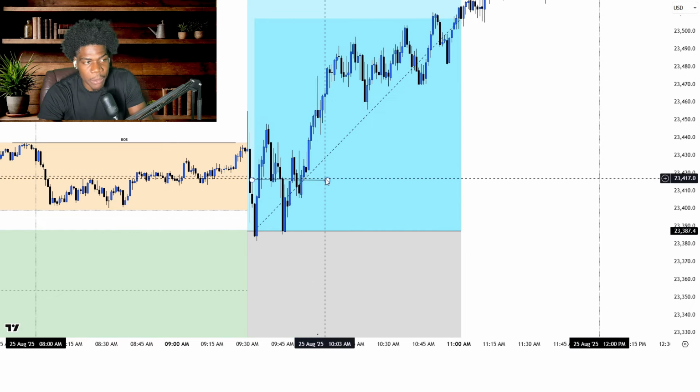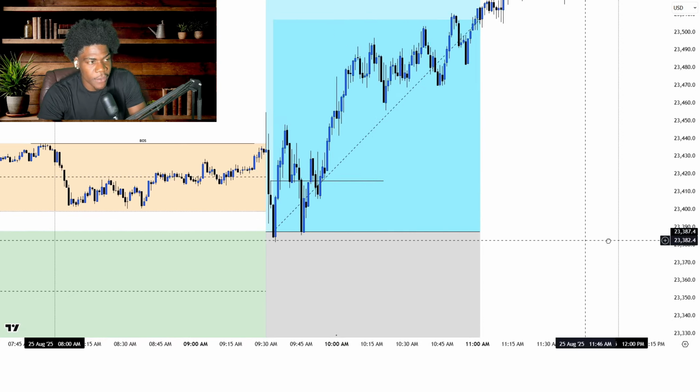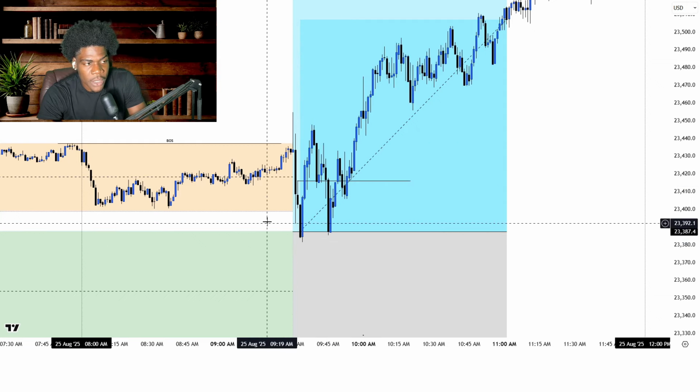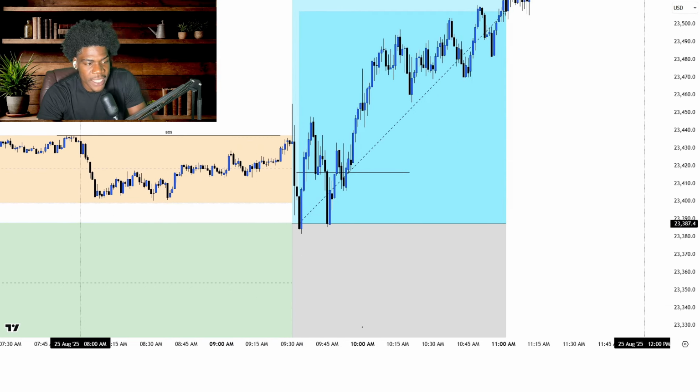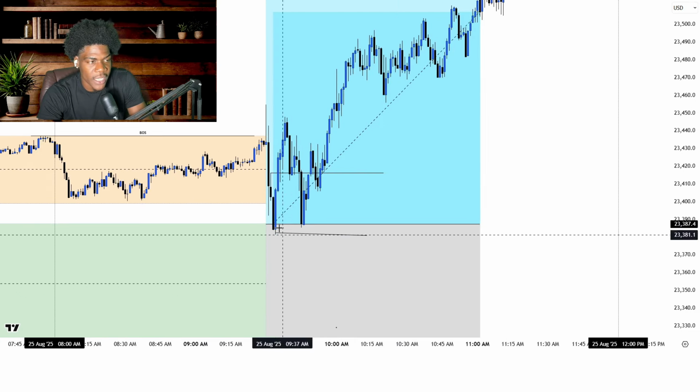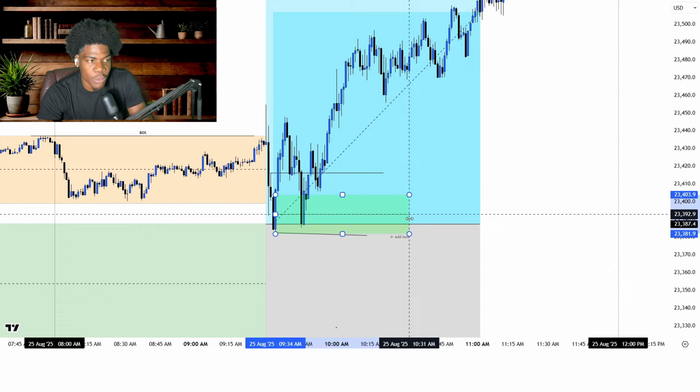This right here is our change in state in delivery. Price pushed down lower, went higher and broke through this candle. So this prior low right here is a respected strong low. This zone right here could be your second entry zone if you miss this one.